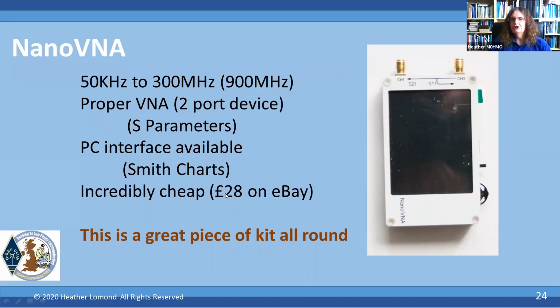These are ridiculously cheap. That's why they are so popular. £28 on eBay gets you a device that can do 50 kilohertz up to 900 megahertz. It doesn't do above 300 very well, but it does it perfectly okay. And you can also get a PC interface for it, so you can get all this on your PC, and you can look at Smith charts for anyone who wants to go there.